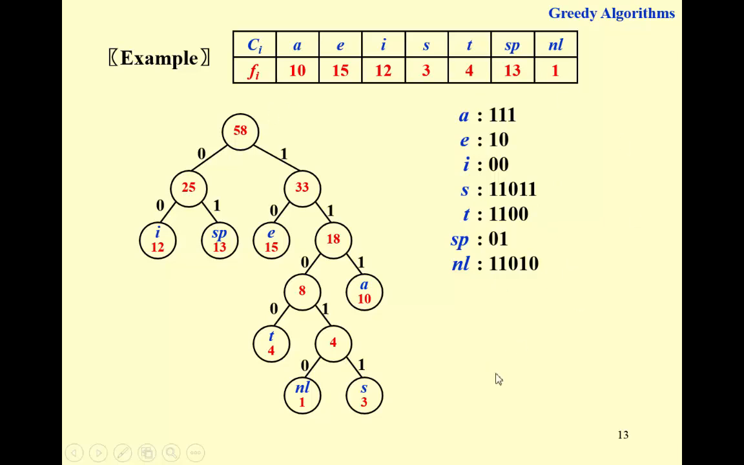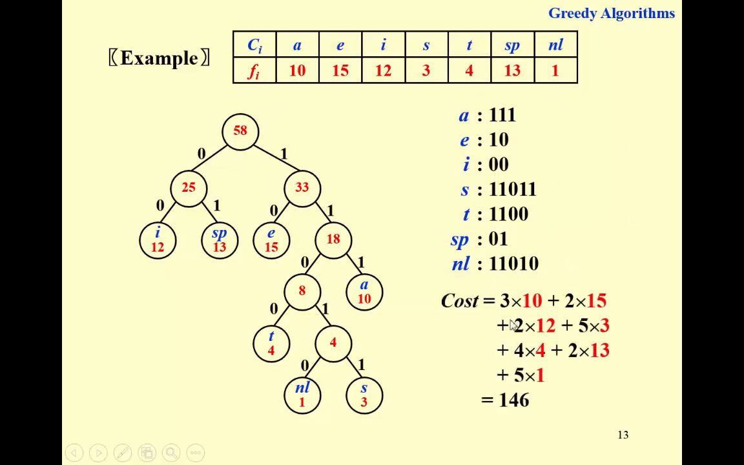So the total cost would be the sum of the code length times the frequency. So for A, the code length is 3. It occupies 3 bits times 10 is frequency, right? And for E, the code length is 2 and times 15, and so on and so forth. And this gives the final code length after the compression.